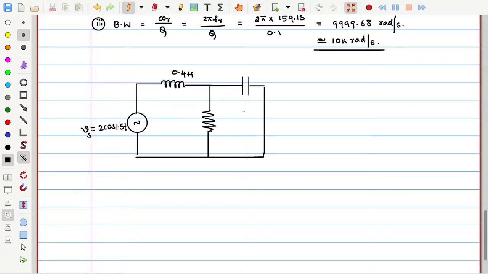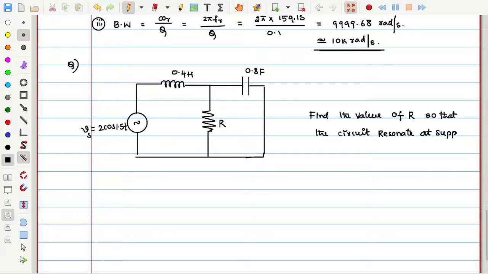Still, resonance may occur due to some variations in the circuit parameters, either frequency or inductive reactance or capacitive reactance, etc. So here the question is: find the value of R so that the circuit resonates at supply frequency.